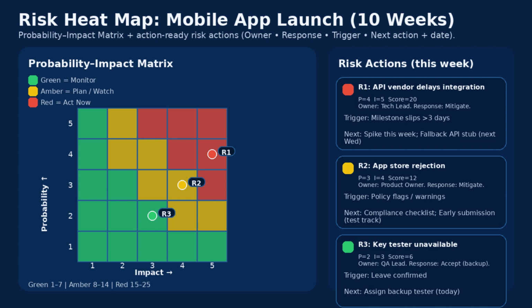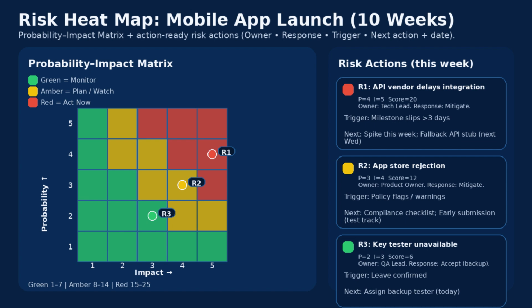Risk number 3 is in green, key tester unavailable. Probability is 2, impact is 3, score is 6. The response is going to be accept. It's not going to be mitigate, it's going to be accept with backup ready. What's going to be the trigger? When a leave gets confirmed, it's going to trigger the risk. Who is going to be the owner? Owner is going to be the QA lead. Notice what happened. The heat map didn't just classify risk. It told us what to do this week.